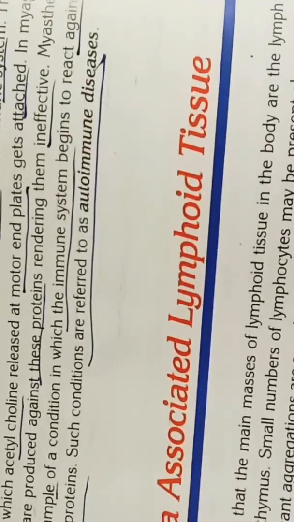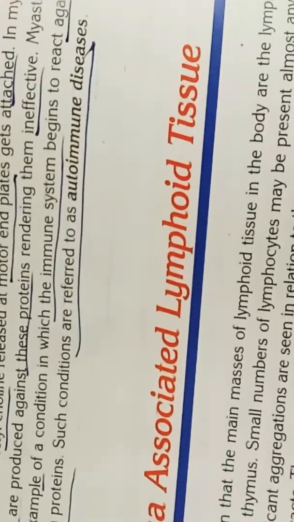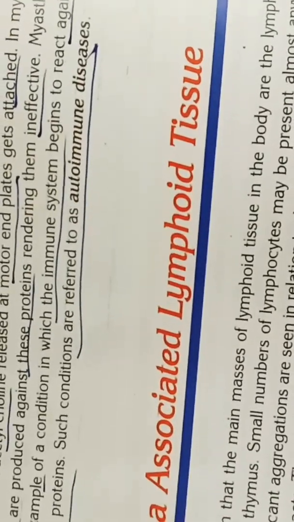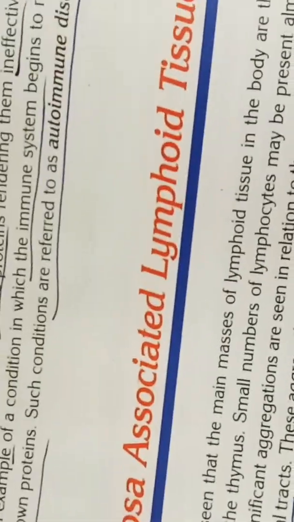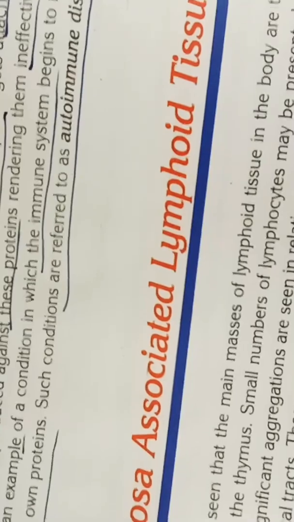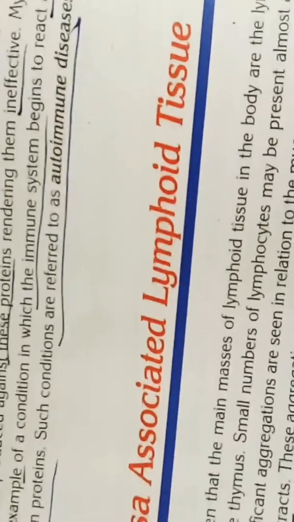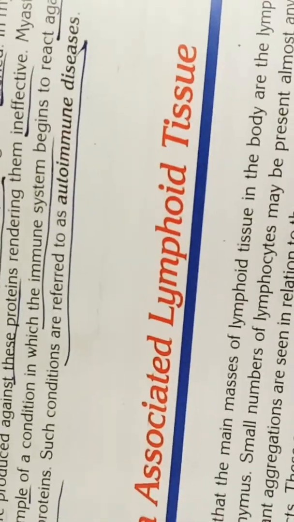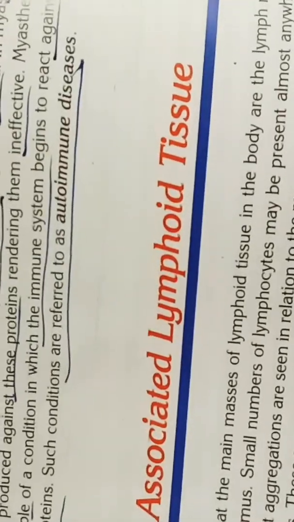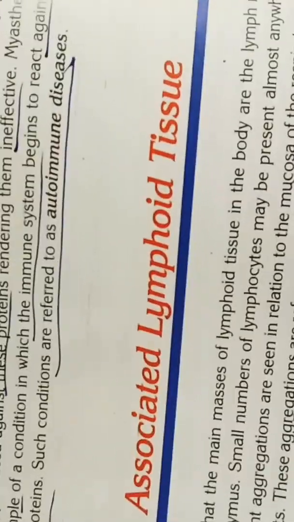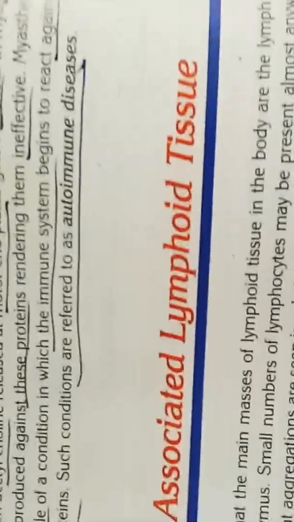Thymus and myasthenia gravis. So what is this? Enlargement of the thymus causes myasthenia gravis. It is marked by great weakness of skeletal muscle, where the thymus is enlarged because there may also be a tumor in it, and there is disturbance in the immune system. There are some proteins to which acetylcholine released at the motor end plates gets attached. In myasthenia gravis, antibodies are produced against these proteins, rendering them ineffective. So this is an example in which the immune system attacks our own body proteins. This is referred to as an autoimmune disease.